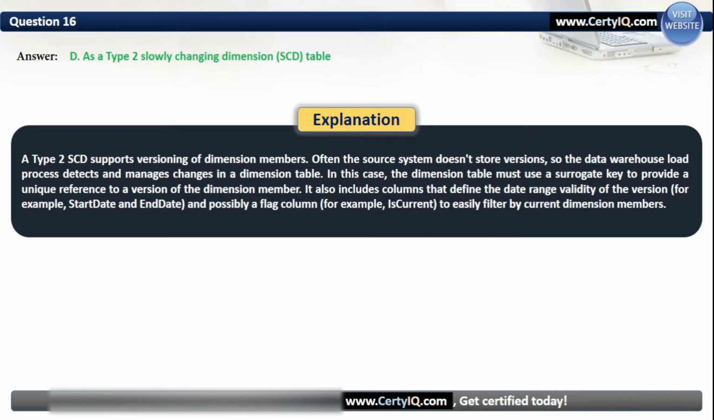A type 2 SCD supports versioning of dimension members. Often, the source system doesn't store versions, so the data warehouse load process detects and manages changes in a dimension table. In this case, the dimension table must use a surrogate key to provide a unique reference to a version of the dimension member. It also includes columns that define the date range validity of the version, and possibly a flag column to easily filter by current dimension members.